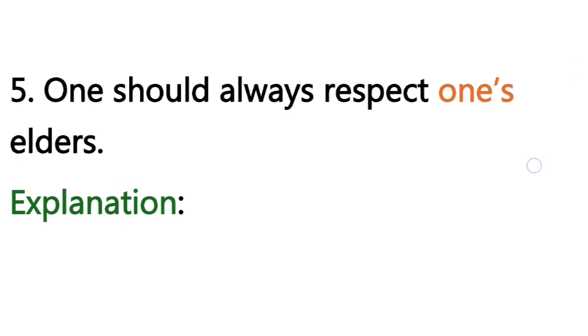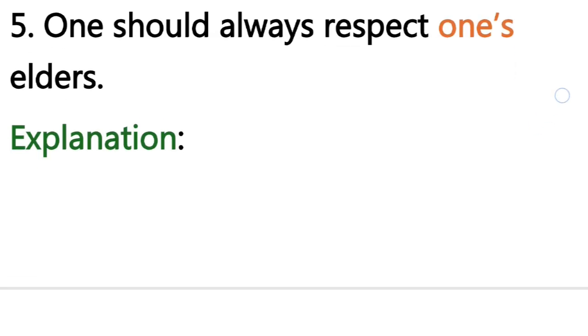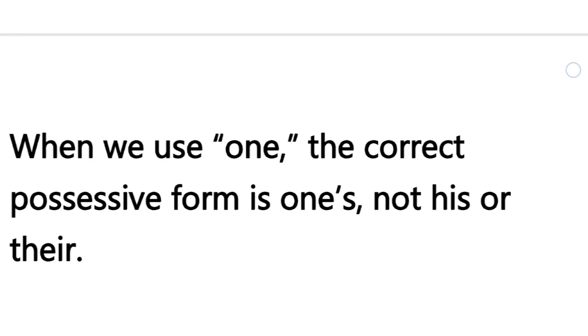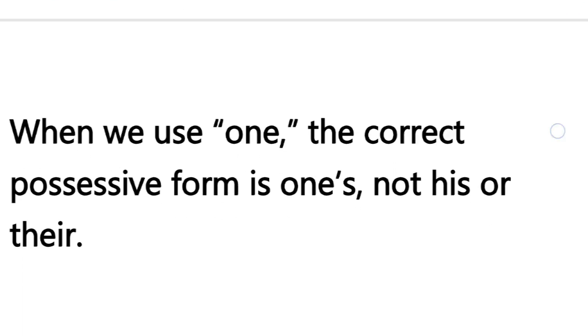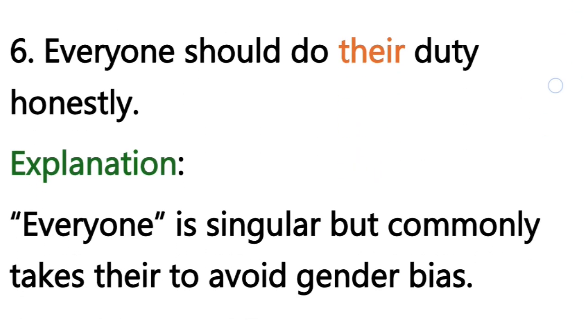Now question 5 says, one should always respect dash elders. Now the pronoun we have used, one's. We have to keep in mind that whenever one comes in the place of the noun, we have to use one's as the pronoun. When we use one, the correct possessive form is one's, not his or their. These two things we don't have to use. We always have to apply one's with apostrophe s when we talk about the possessive form.